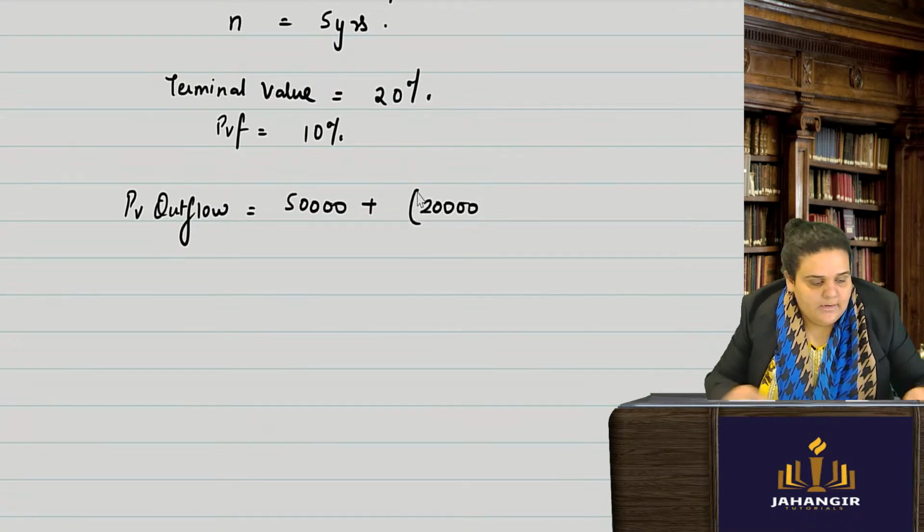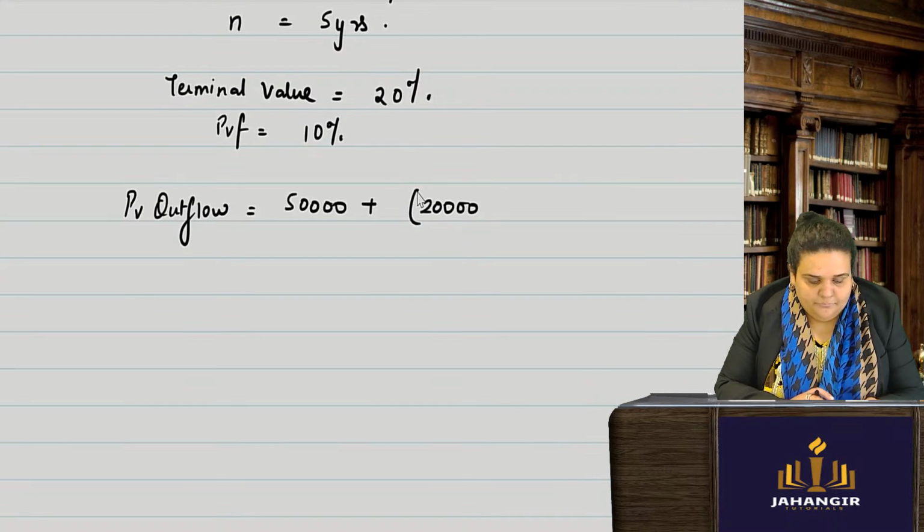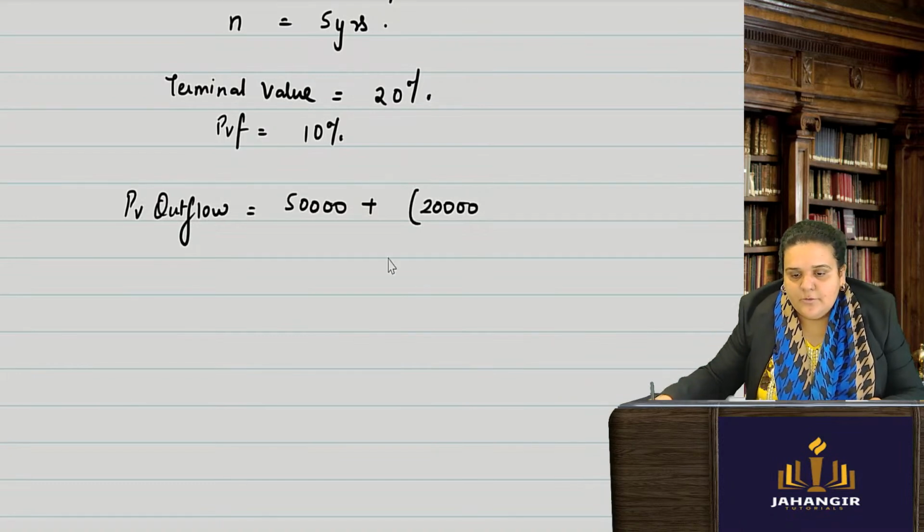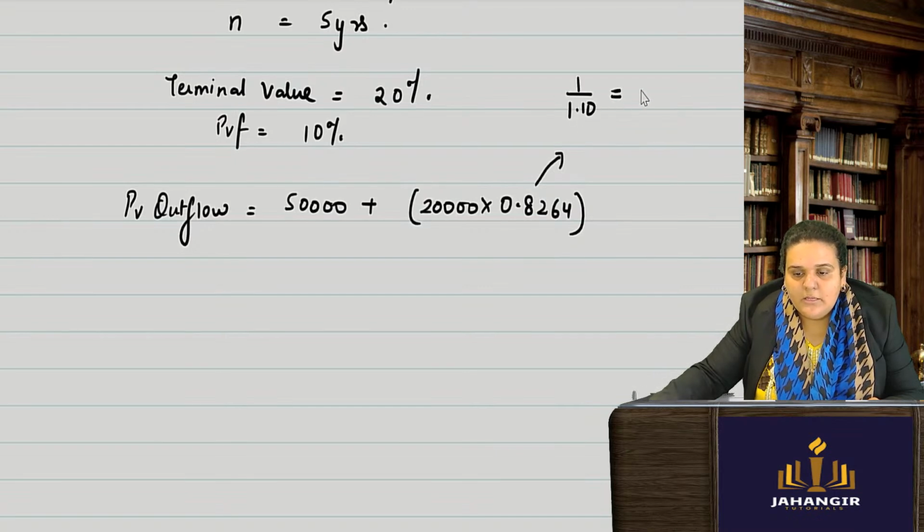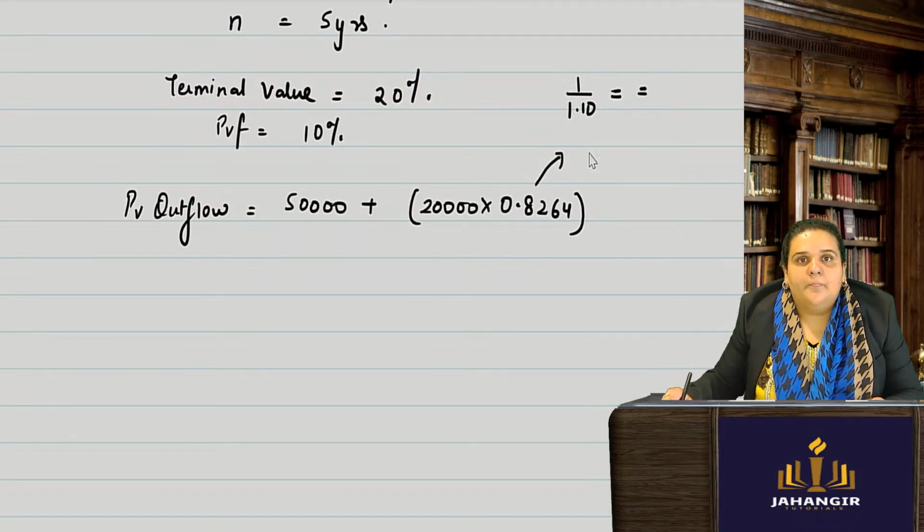So I will do 1 divided by 1.10, equal to, and equal to 2 times. Just press equal to 2 times. So it will be 0.8264. How did I get this? 1 divided by 1.10 equal to, 2 times just do equal to, you will get the answer. So this will be my discount factor.